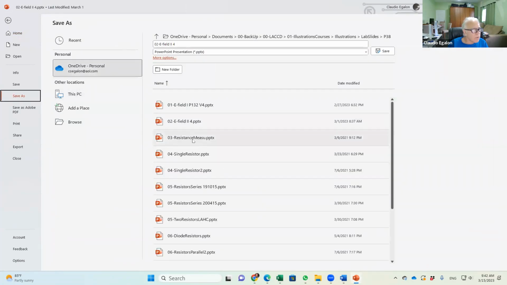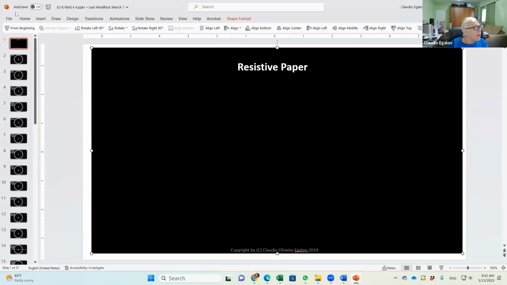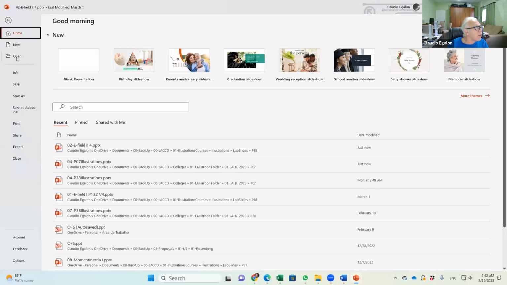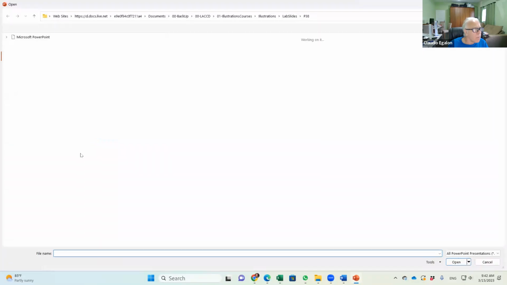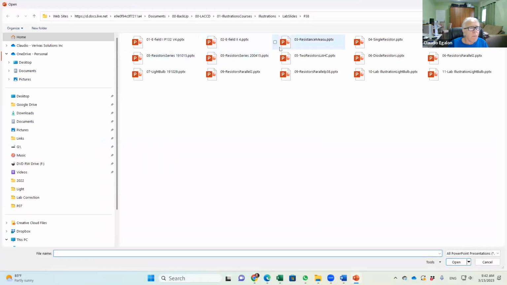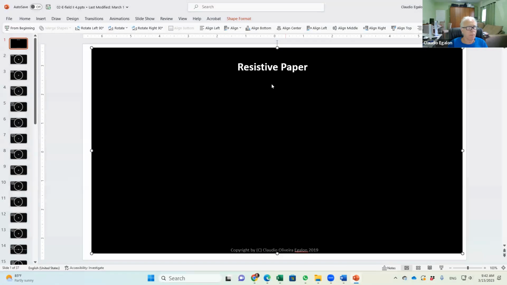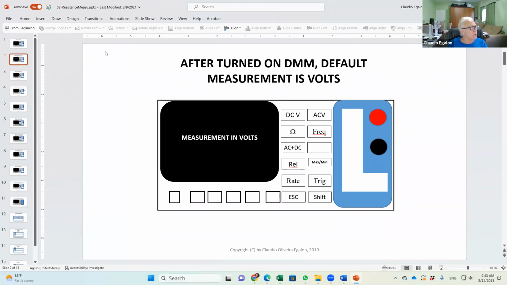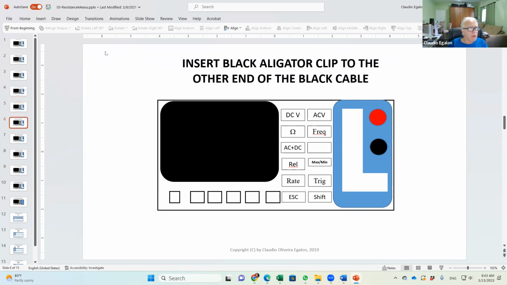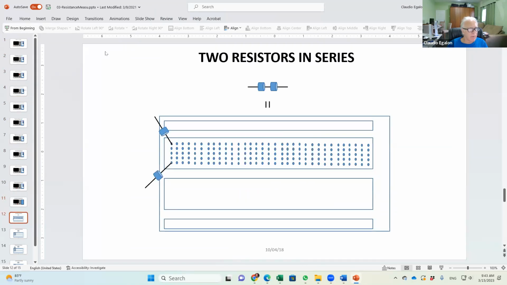Okay, single resistance measurement. Okay, good. So I will open that file. Resistance measurement. Here you go. Here's a fancy multimeter, okay, different from mine. We have to power this guy up, and then we get our resistor.